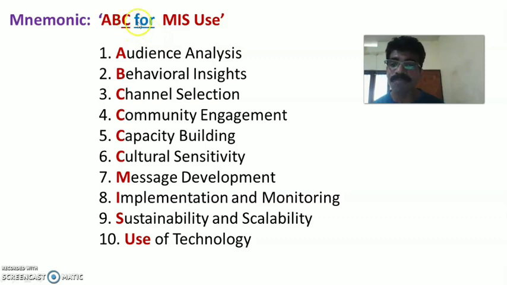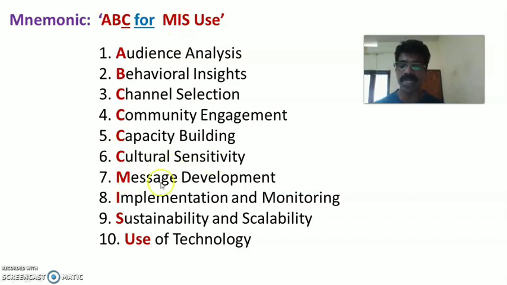That means there are 4 C's. You have to remember there are 4 C's in these strategies. So ABC for misuse. Here you have to remember there are 4 C's in these 10 components. A stands for audience analysis. B stands for behavioral insights. The first C stands for channel selection. The second C stands for community engagement. The third C stands for capacity building. And the fourth C stands for cultural sensitivities.